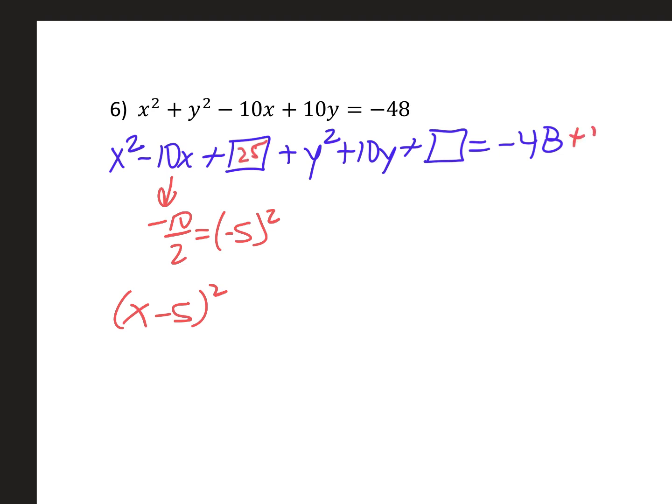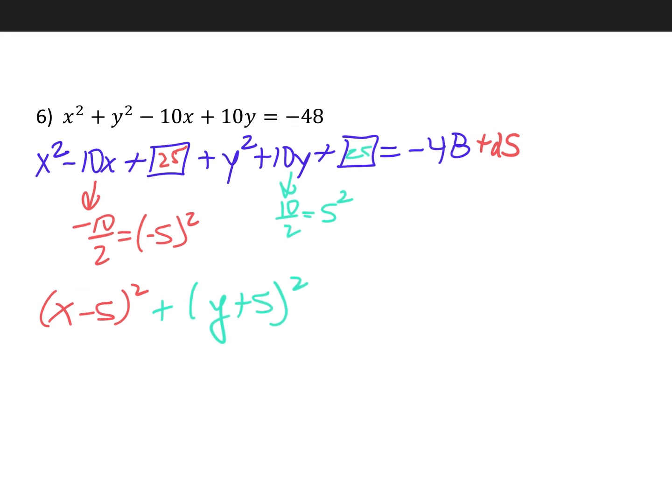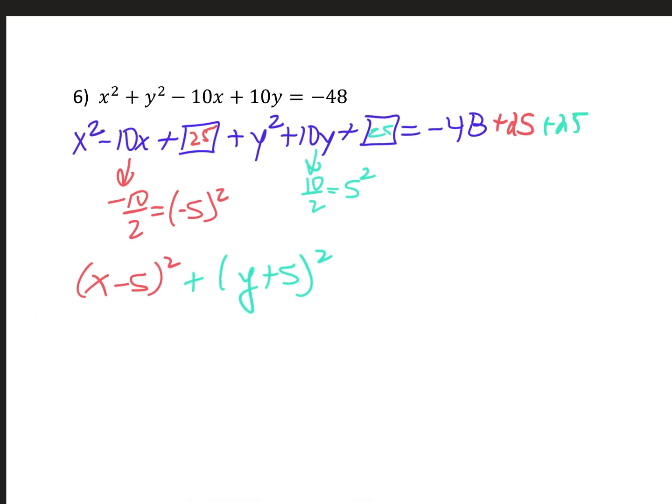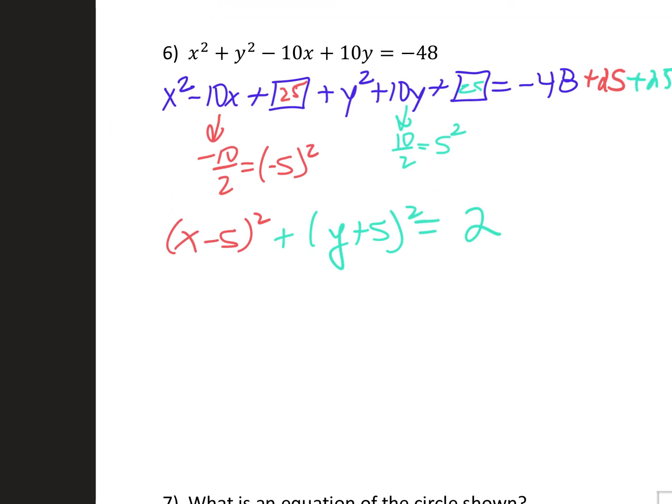So what you do to one side, you do to the other. And then my other parenthesis, I'm going to take that 10. 10 divided by 2 gives me +5. So this would be y plus 5 squared. And then when I square that, I get 25. So plus 25 equals, what's -48 plus 50? 2, right? So there's your equation.